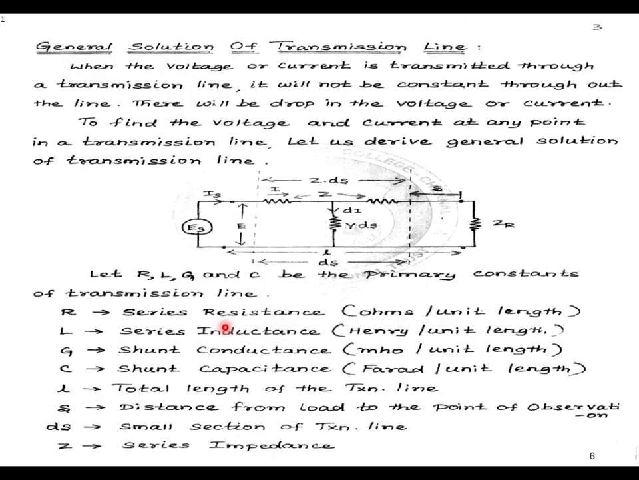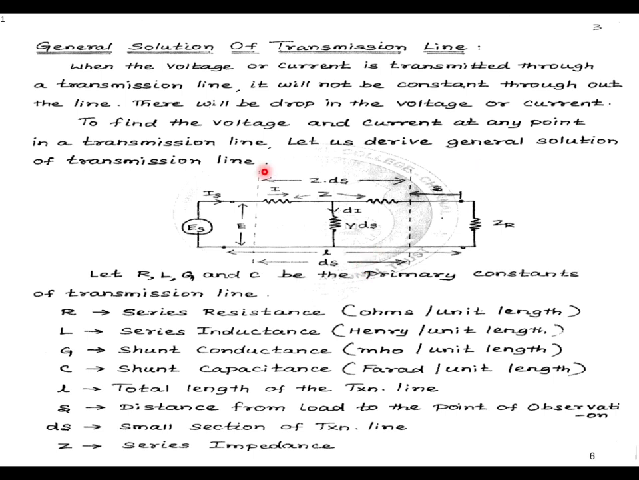Next, we are going to discuss the general solution of the transmission line. This is the equivalent circuit of the transmission line. This is the sending end voltage, this is the sending end current, and this is the voltage and this is the current, and this is the impedance, and this is the length. This is resistance, and this is impedance, and this is admittance. This looks like a T section. The primary constants are uniformly distributed along the line. It may be either T section or pi section.